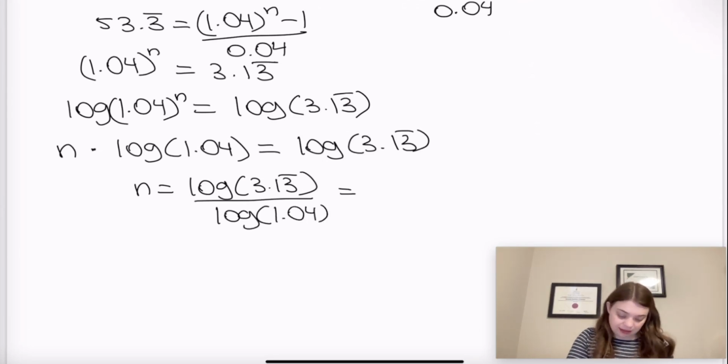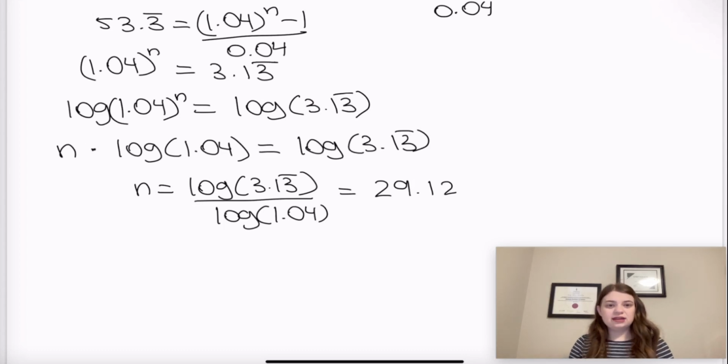And let's plug that in the calculator. So log 3.13 repeating is equal to, and then divide by log of 1.04 is equal to. All right, and I'm getting 29.12 approximately. Okay, so basically slightly over 29 years. So at just over the 29-year mark is going to be the time that it would take here.